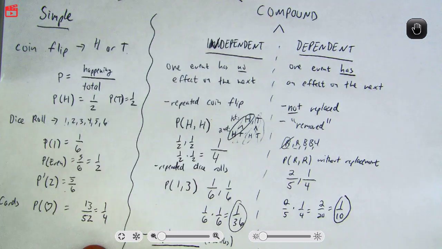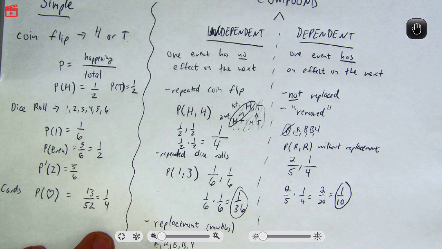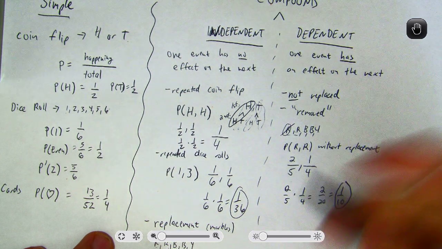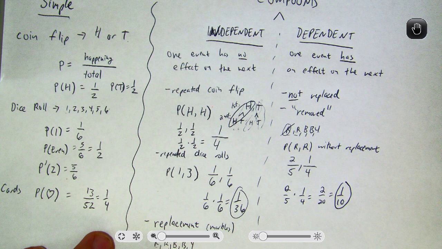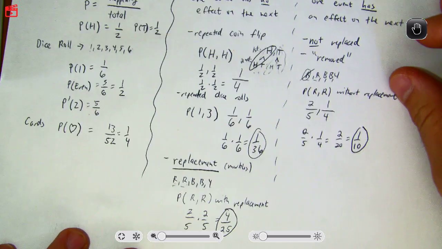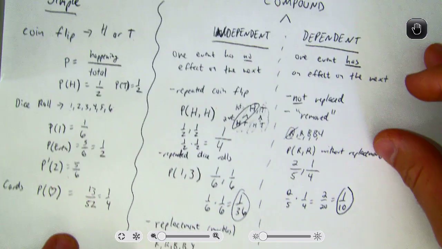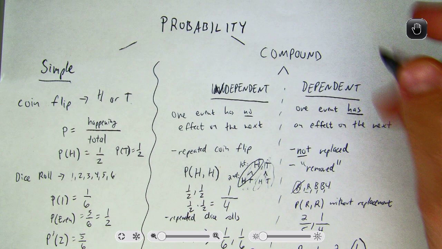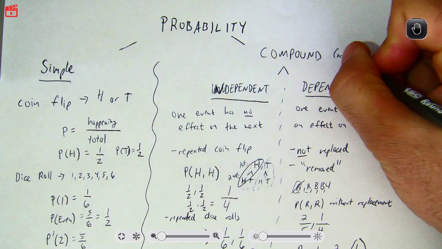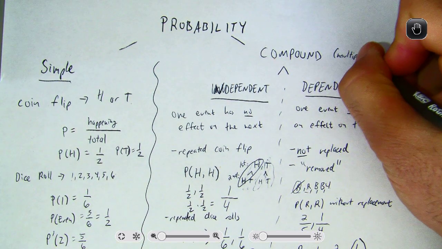That's how the replacement and dependent probability works. This can also be applied to if you're picking things out of a bucket for prizes. You wouldn't put the prize back. That would be an example of dependent probability. But that's how dependent versus independent probability works. But the big rule for compound probability, it's going to come down to multiplying your probabilities.